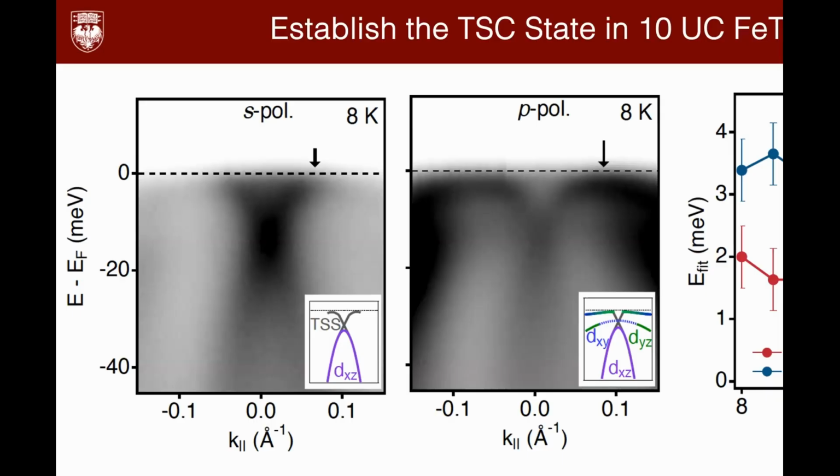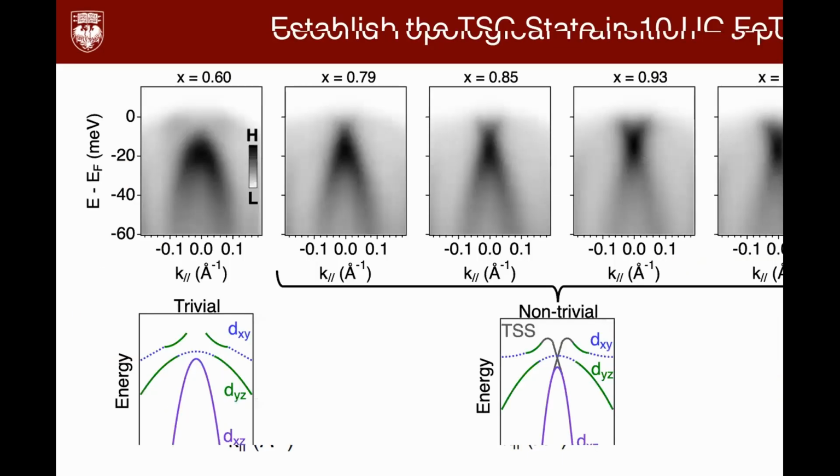We can compare the spectra for different temperatures, and we see that there is a superconducting gap opening on both the topological surface state, which is resolved by the S-polarized light, and the bulk state, which is resolved by the P-polarized light. Their superconducting gaps differ by a notable amount, which is consistent with the proximity effect. So by this standard, we establish the topological superconducting state in such an iron chalcogenide film.